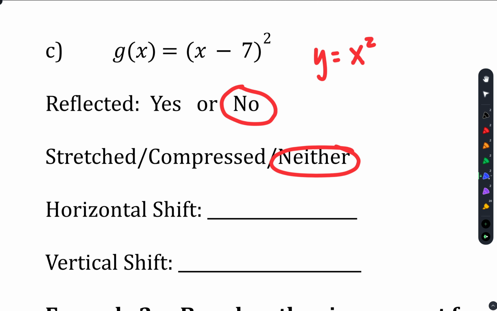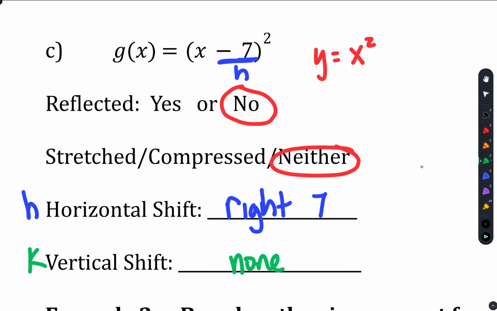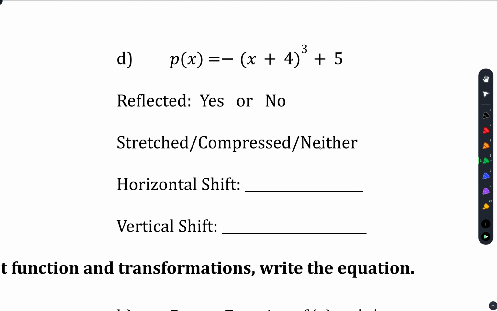Do I have an h value? Immediately after that x is the h value, so it's a -7. Which direction does that move my graph? To the right 7. And then do I have a k value on the end? No, so that's none. Okay, one more, like this, and then we move on to the next one.